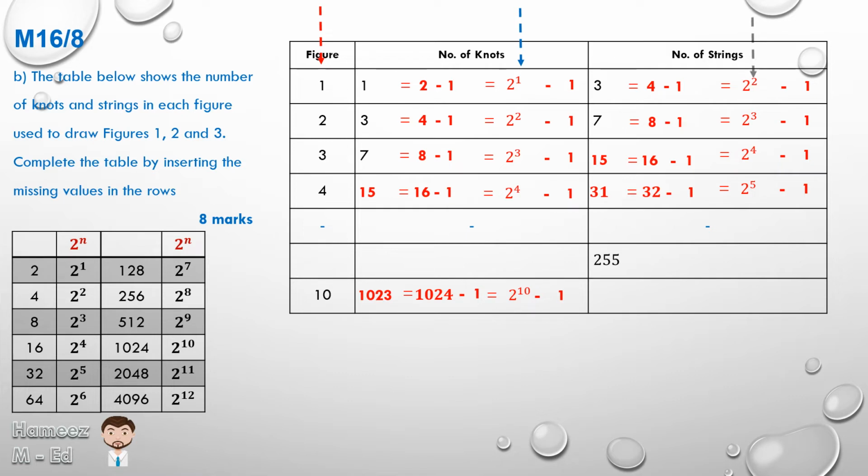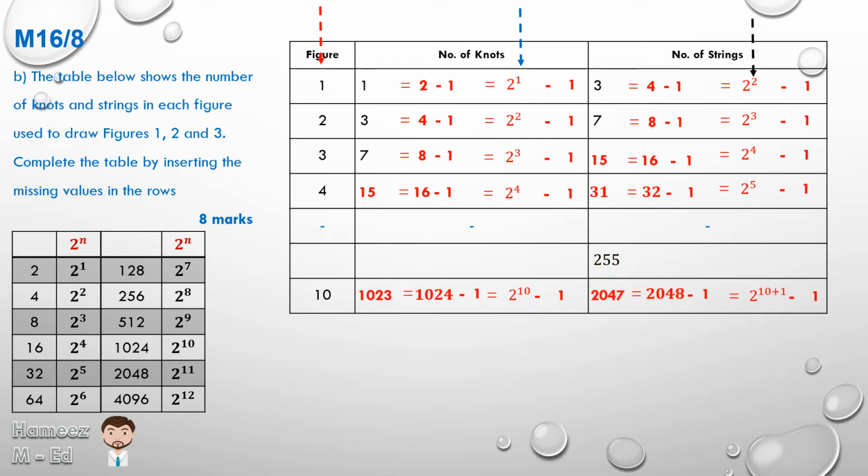As such, where are we getting those numbers from? Look at the figure in the first column. Figure 1, 2, 3, 4 has increased by 1. So figure 1 becomes 2 squared, figure 2 becomes 2 cubed, figure 3 becomes 2 to the power 4, etc. That means for figure 10, it'll be 2 to the power 10 plus 1, which is 2 to the power 11 minus 1. And if you look in our table, 2 to the power 11 is 2048. So it's 2048 minus 1, which is equal to 2047.